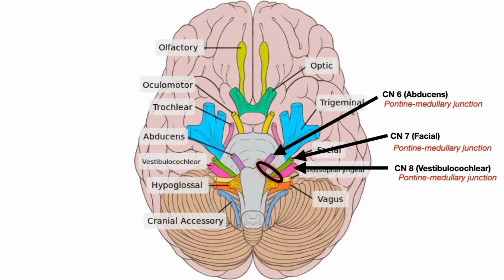Cranial nerves 6, 7 and 8 respectively. Cranial nerve 6 is the abducens, cranial nerve 7 is the facial nerve, and cranial nerve 8 is the vestibulocochlear nerve.